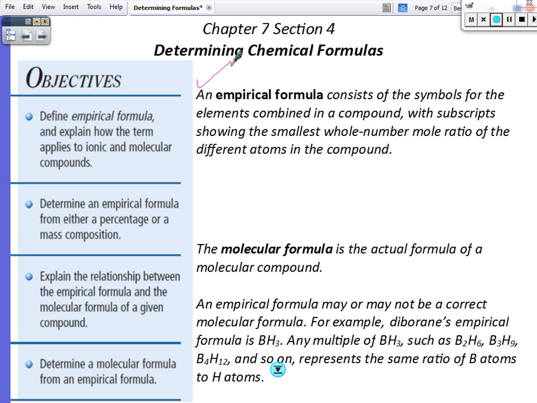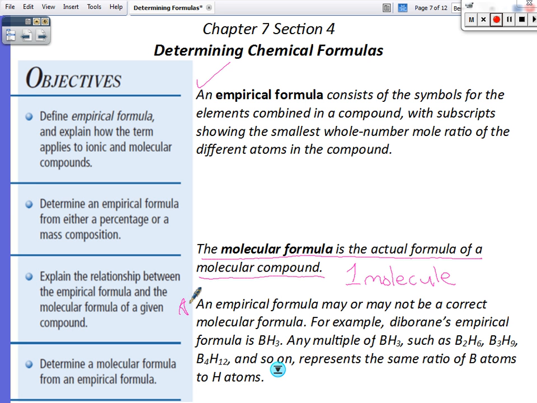Now, if you remember our picture, the molecular formula is not always the same thing as the empirical formula. The molecular formula actually tells you the formation of the compound and the amount of atoms needed for 1 molecule. Now I want to put that in your notes. Molecular formula gives you 1 molecule.